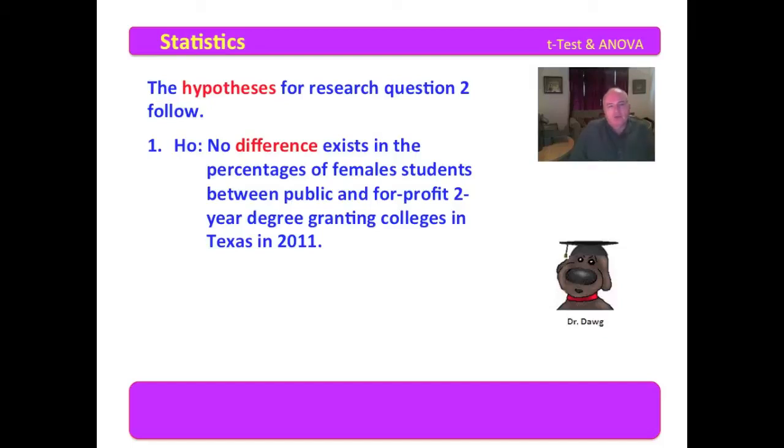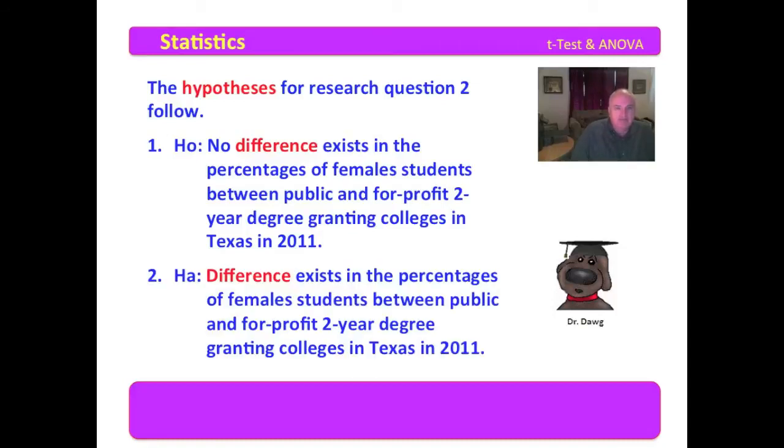We would start with a null hypothesis that no difference exists in the percentage of female students between public and for-profit two-year degree-granting colleges in Texas in 2011. The alternate hypothesis would be that differences exist. So, you have a null hypothesis and you have an alternate hypothesis. Now we will take just a minute and look at how we would conduct this study in SPSS, what we would do to do a t-test.